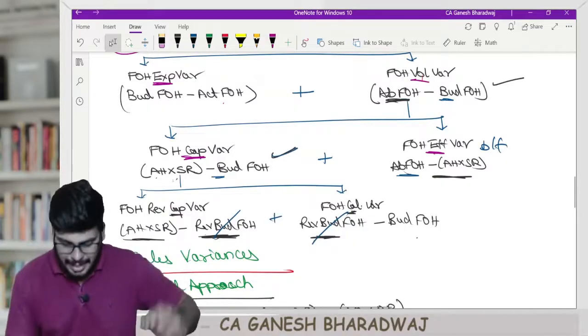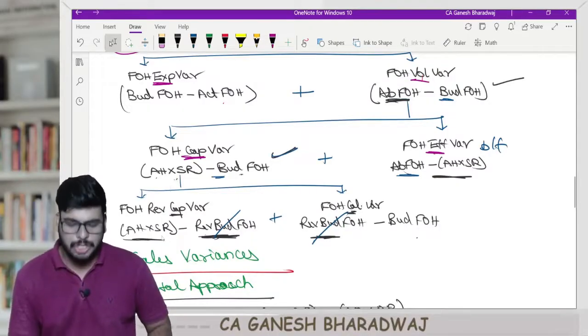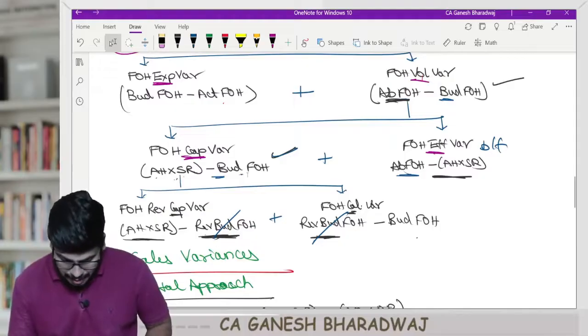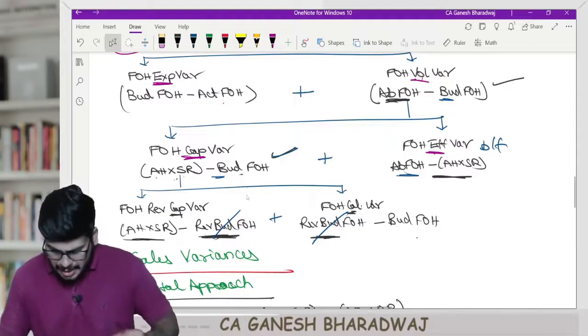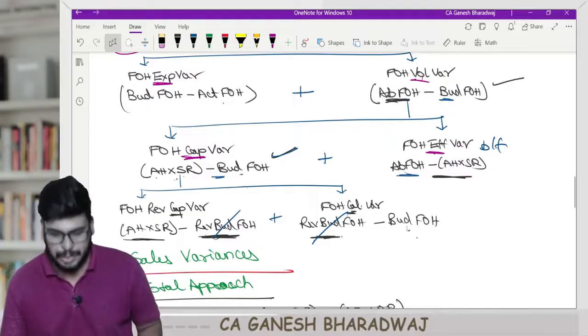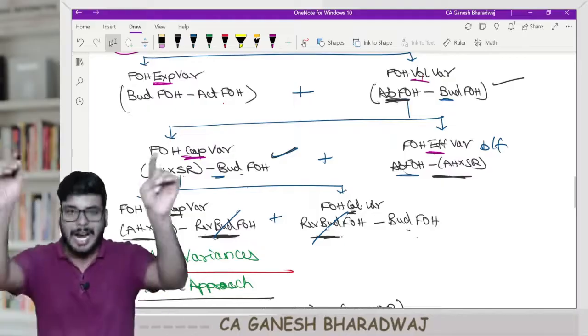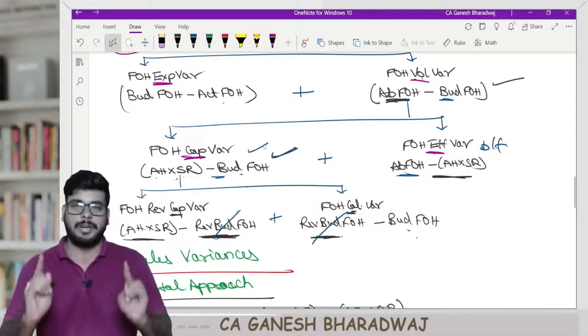So here it's AH into SR minus budgeted fixed overheads. So your revised capacity variance, what is it going to be? AH into SR minus revised budgeted fixed overheads. Immediately I will say revised budgeted fixed overheads minus budgeted fixed overheads. These two figures get cancelled here. Ultimately, if you add up the two, you will get the top figure. Are you clear with this?